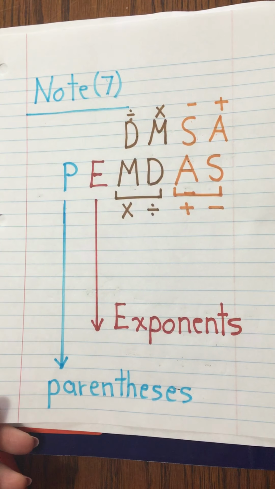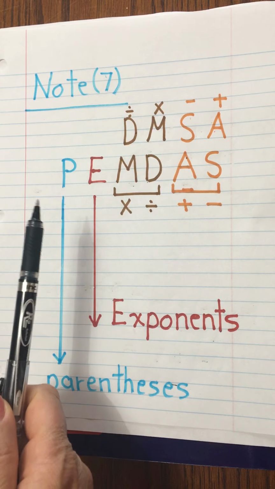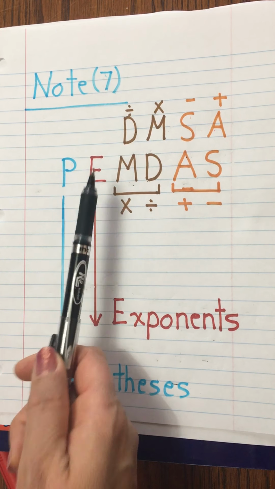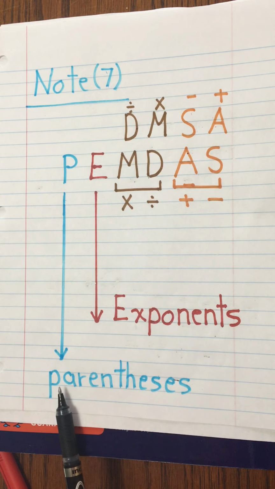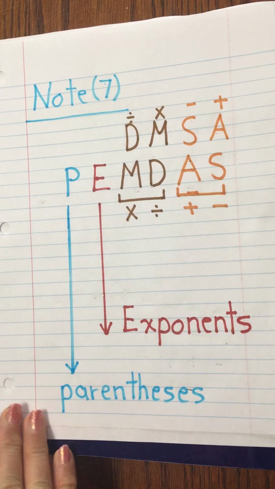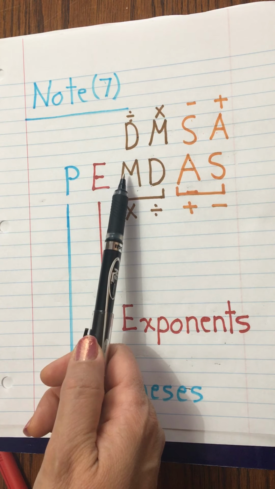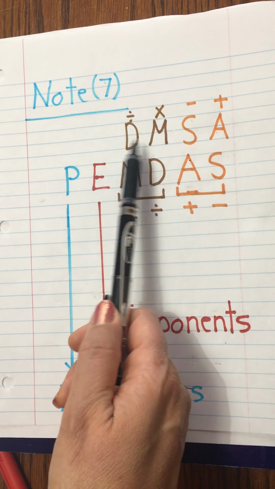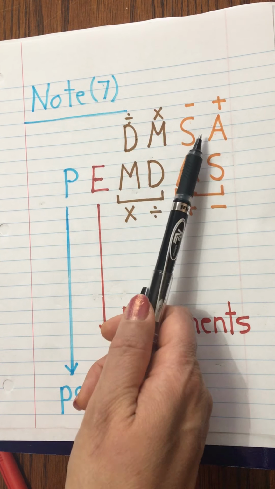Note 7. I have PEMDAS. PEMDAS means the first P means parentheses. So the first thing I should get rid of, if I have parentheses in the expression, then exponents, multiplication, division, adding or subtracting. So the first thing I should get rid of is parentheses. The second is exponents. The third can be multiplication and division, or I can flip them. And then adding or subtracting, or flip them.